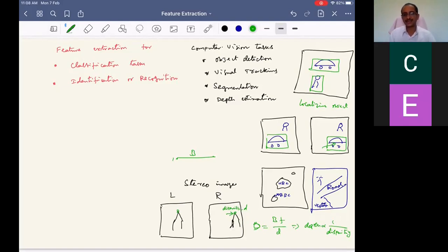These are the different computer vision tasks. So roughly these are the computer vision tasks. Any other computer vision task you want to name? Okay. Given that these are the computer vision tasks, in all of these things, what is common? What is important? Can you name some of the common aspects in all these computer vision tasks?